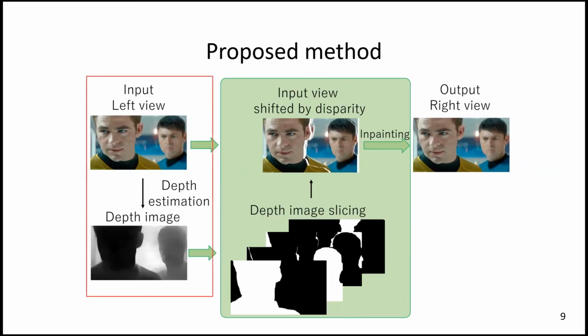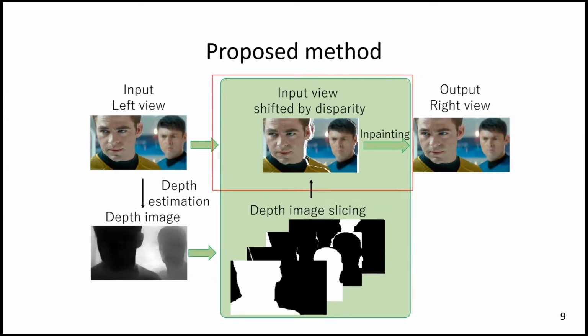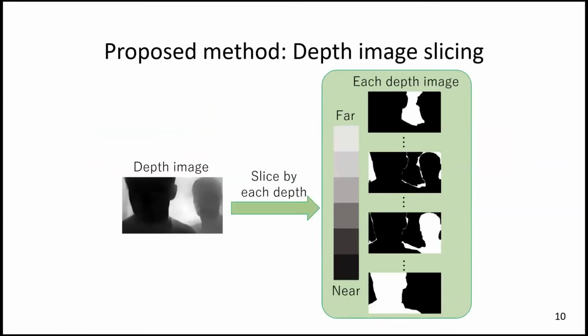First, a depth image is created from the input image. The depth image is generated using a depth estimation method based on deep learning. Next, the depth image is sliced into individual depth images, and pixel shift is performed accordingly with them. Finally, the incomplete area due to the occlusion area is completed, and the right eye image is output. The following is a detailed explanation of the green box.